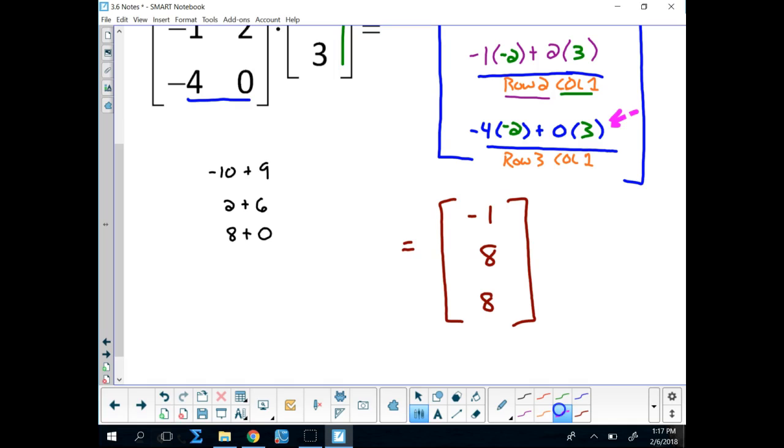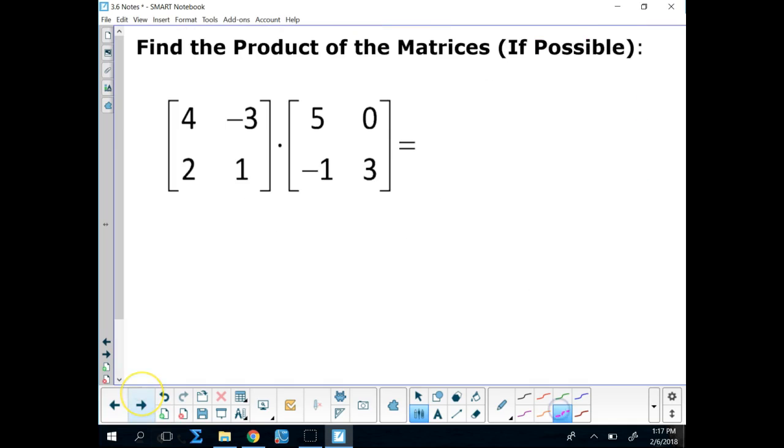Ready to try one on your own? First off, let's see if it works or not. Does it? Dimensions of the first one? Dimensions of the second one? Resulting dimensions. Okay. Because those middle two numbers are the same. Okay, go for it.